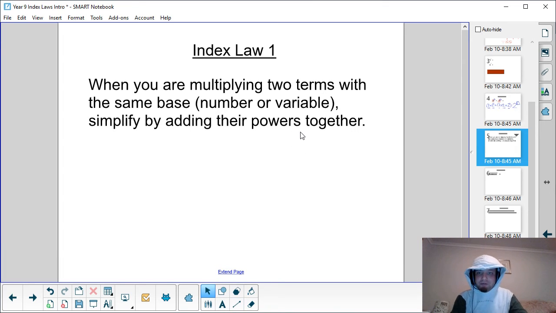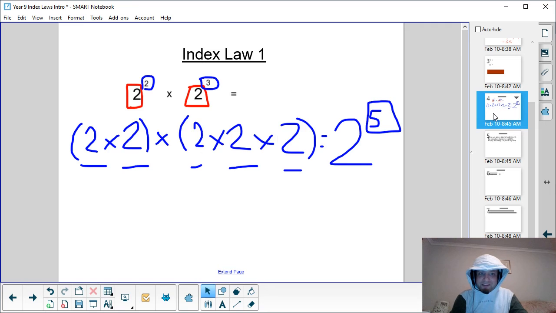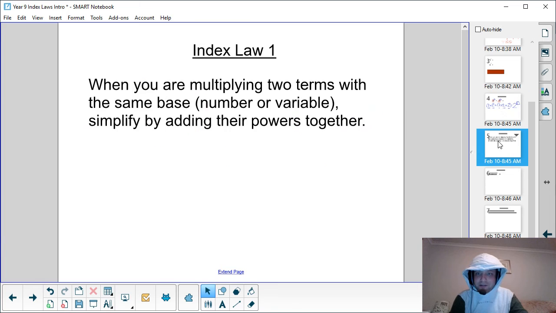All you have to do when they're being multiplied is add their powers together, because a power is a shortcut for something being times by itself, right? 2 to the power of 3 is 2 times 2 times 2. So if I'm timesing even more 2's into it, I've just got more of them. So if I add these powers together, it tells me how many 2's there were in total.